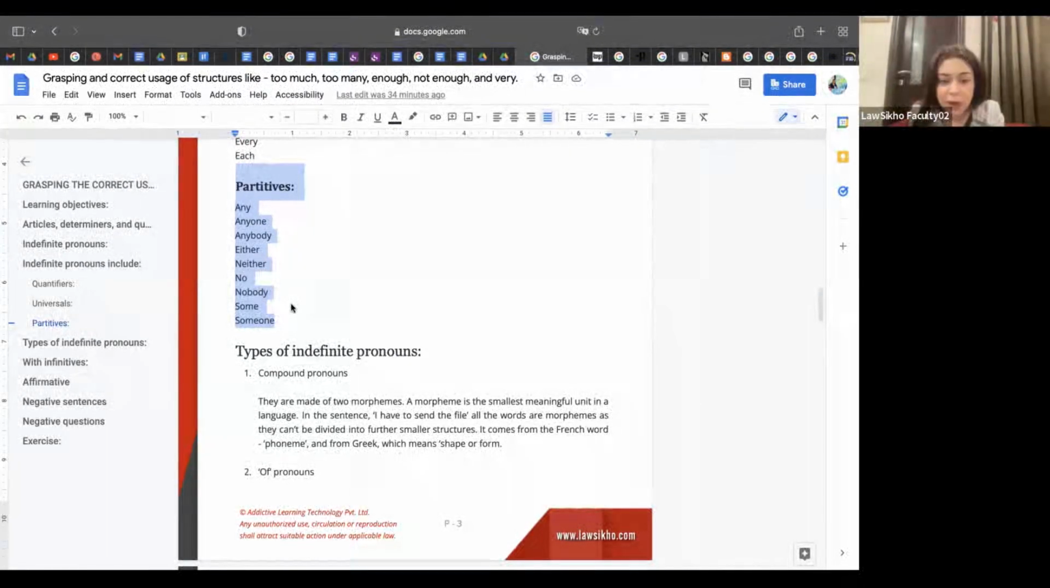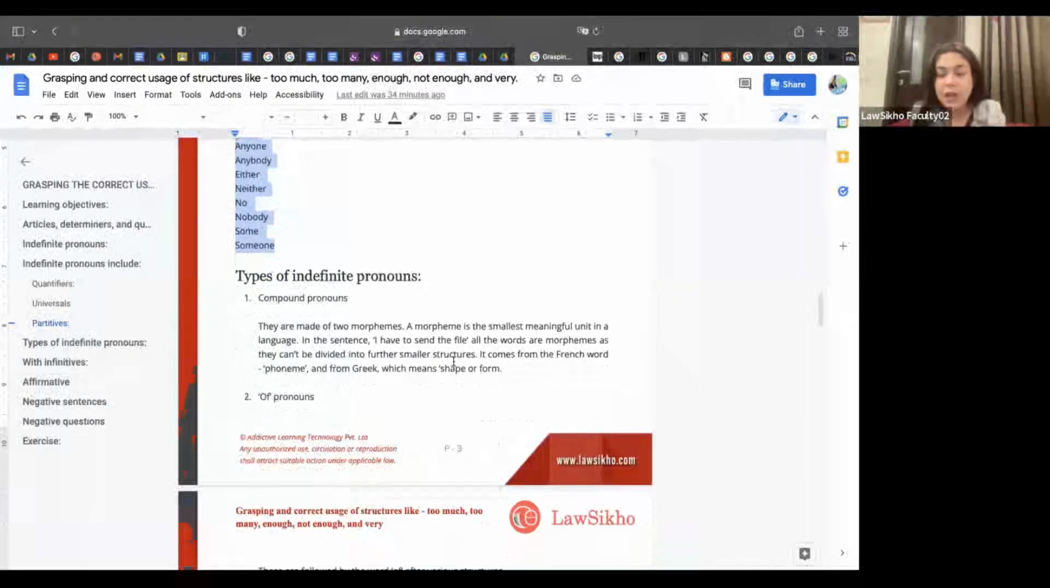So compound pronouns are made up of two morphemes. And if I have to break that into simpler words, a morpheme is the simplest unit in a sentence. For example, in this sentence, I have to send the file. Now, all single elements, each word is a separate morpheme. I have to send the file. Each word is a separate morpheme. That means a morpheme cannot be subdivided into any other character.